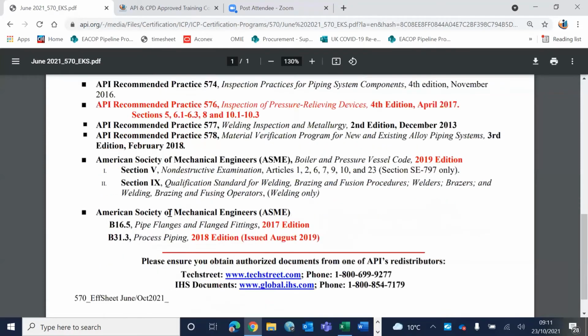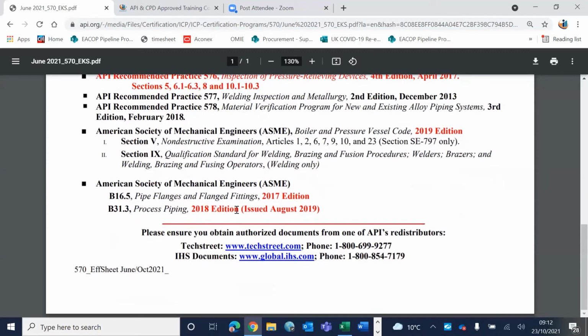And then Section 9, about the welding code, also tells you how you should write a WPS, what a PQR is, how the PQR can be adjusted to a WPS or the other way around, and B16.5 pipe and flanges, and B31.3 process piping. So these are the materials that you have to study.